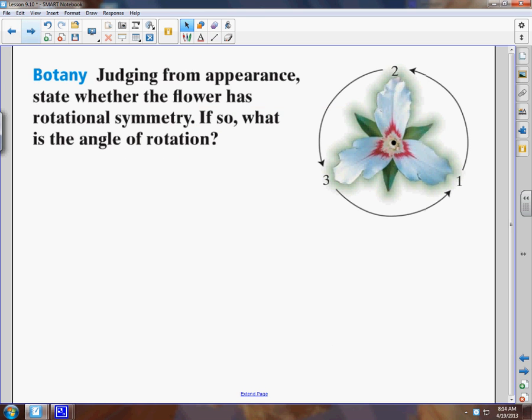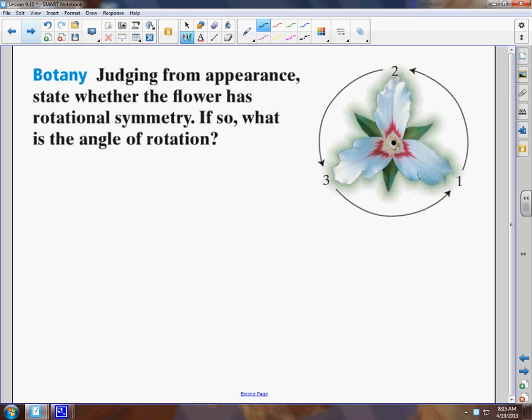All right, so try this. Judging from appearance, state whether the flower has rotational symmetry. If so, what is the angle of rotation? So try this problem on your paper. Tell me if it has rotational symmetry, and then tell me the angle.